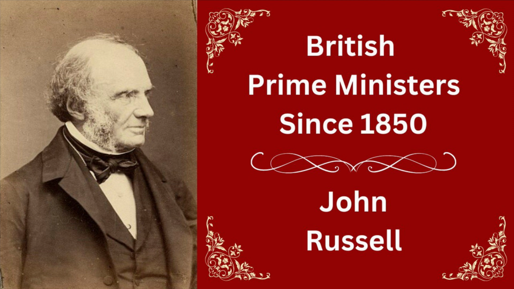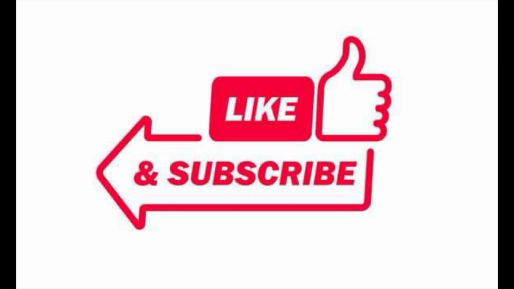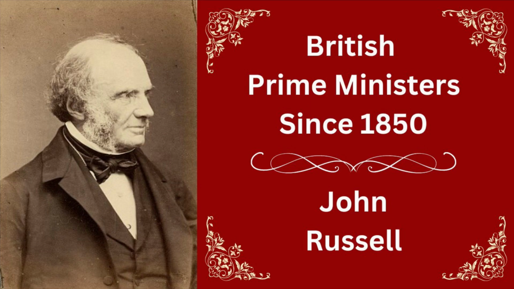John Russell, or the first Earl Russell, was born on the 18th of August 1792 and would die on the 28th of May 1878. Known by his courtesy title, Lord John Russell, before 1861, he was a British Whig and Liberal statesman who served as Prime Minister of the United Kingdom from 1846 to 1852, and again from 1865 to 1866.